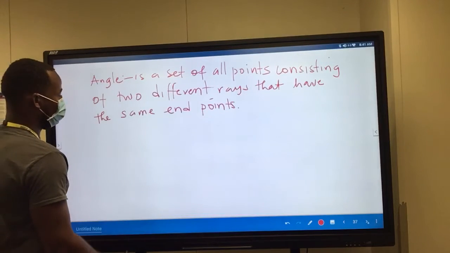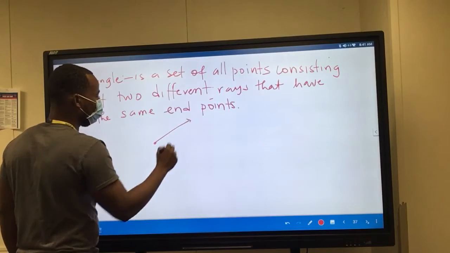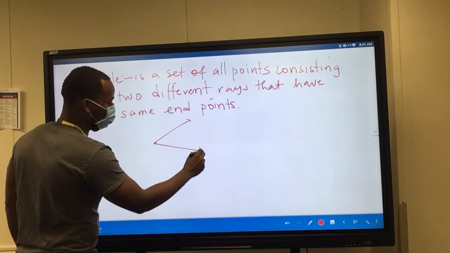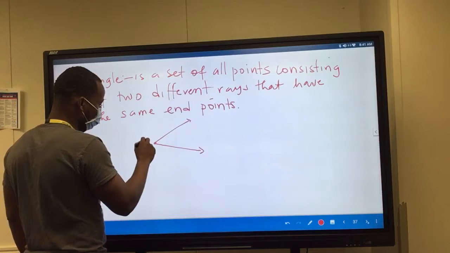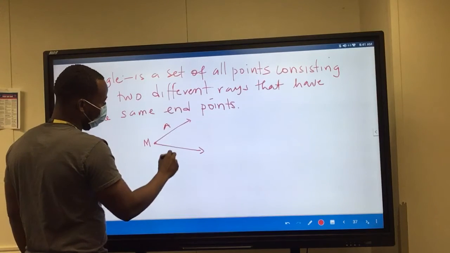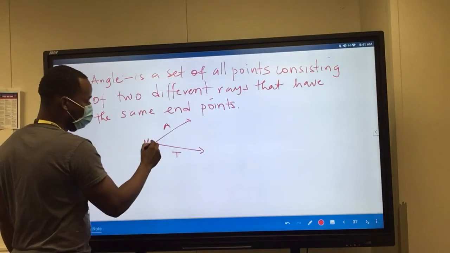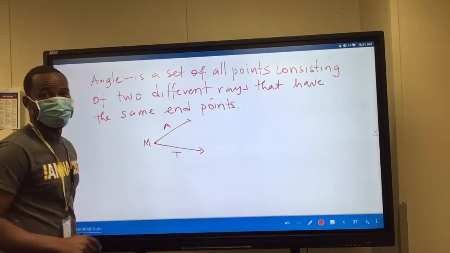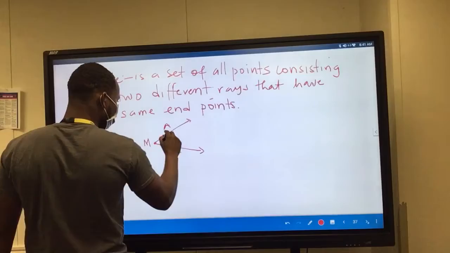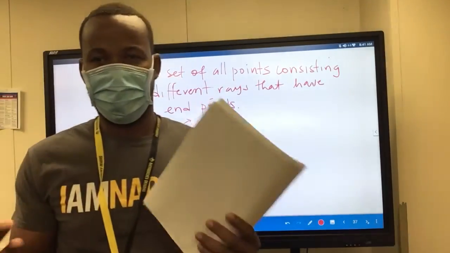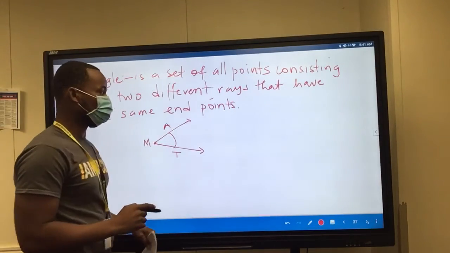What do they mean? So we've already talked about a ray. So this is a ray, right? And this is another ray. You remember we talked about the definition of a ray. Assuming that this is M, this is A, and this is ray T, now this ray has the same endpoint, and this one also has the same endpoint. So whatever is formed here is called an angle. Do you get what I'm saying? Whatever is formed here is called an angle.